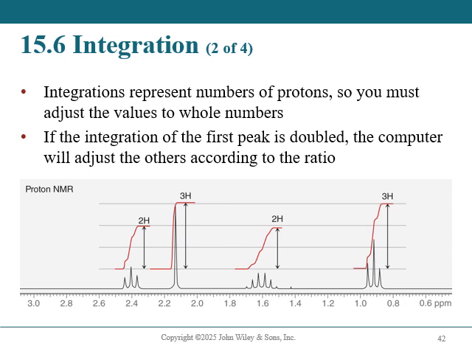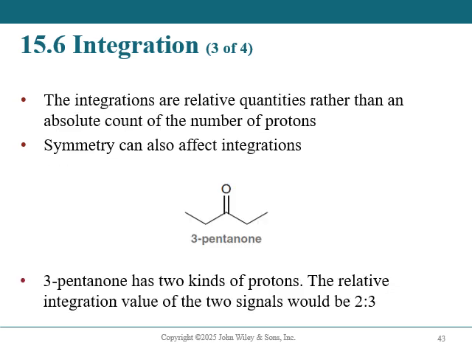So usually a ratio of these numbers, one to the other, works well. If the integration of the first peak is doubled, the computer will adjust the others according to the ratio. And based on the numbers we just saw, you can tell that this is a collaboration of 2 protons, 3 protons, etc. So as you can imagine, this is actually pretty powerful for telling us not just what atom is next to the protons that are generating the signal, but how many protons are generating the signal as well. So these are 2 key pieces of information we're getting up to this point.